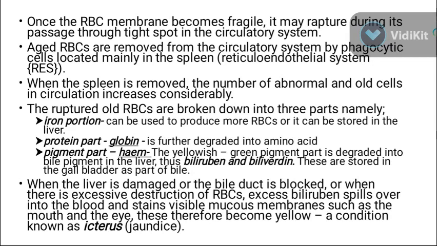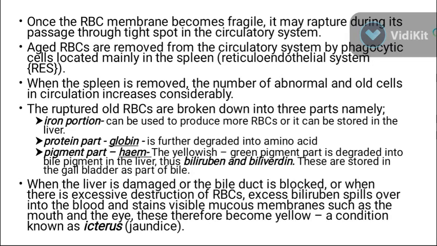The ruptured old RBCs are broken down into three parts, namely: the iron portion, which can be used to produce more RBCs or stored in the liver. The protein part, globin, is further degraded into amino acids. The pigment part, heme, the yellowish-green pigment, is degraded into bile pigments in the liver, namely bilirubin and biliverdin. These are stored in the gall bladder as part of bile.